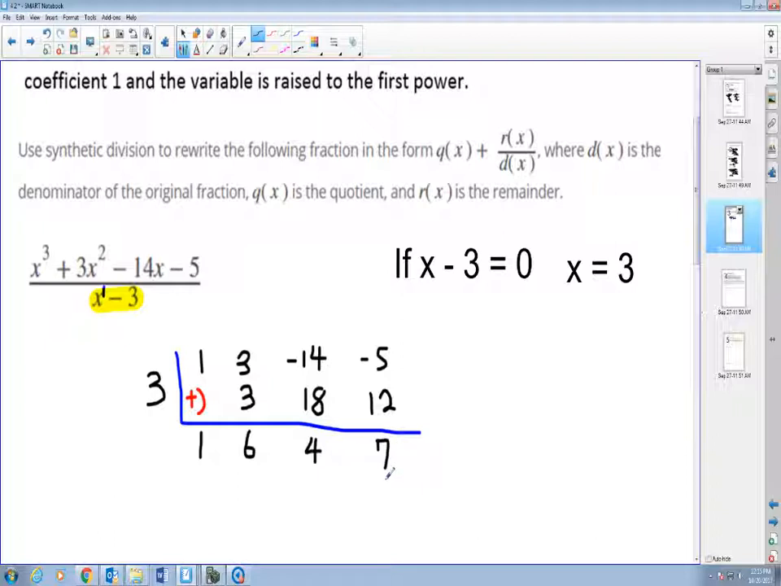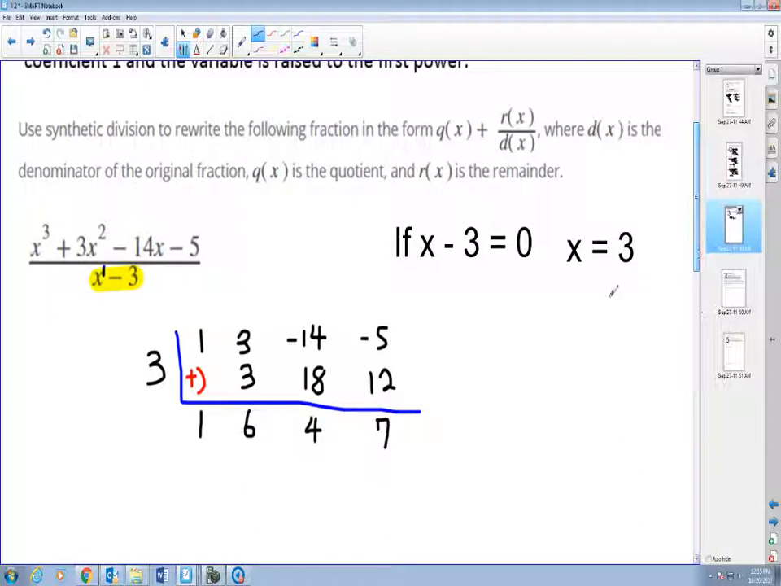Okay, so at the end of the problem, there's one more thing you need to consider. x to the third plus all these is divided by x to the first minus 3. So approximately, I am using x to the third divided by about x. So x to the third divided by x is about x squared. So what the synthetic division does is knock the exponent of the polynomial down 1 power at a time. So x to the third going to about x squared. So that means my first coefficient 1 is now 1x to the second power.